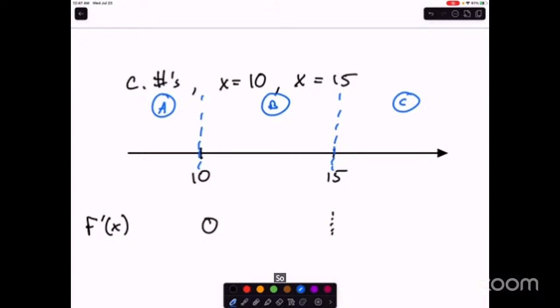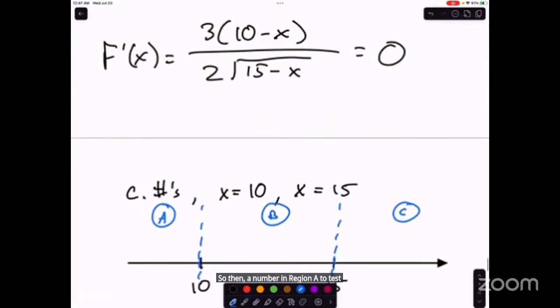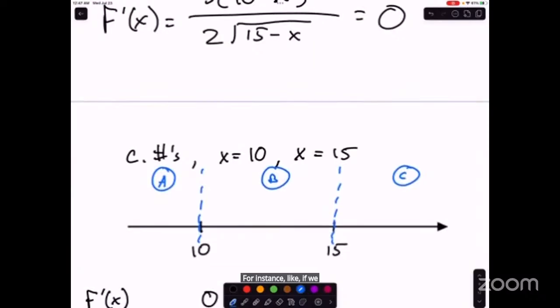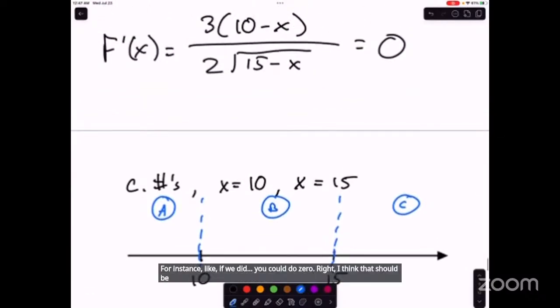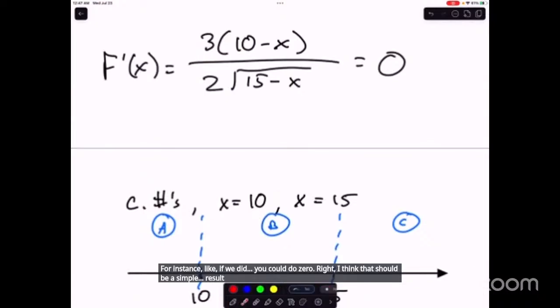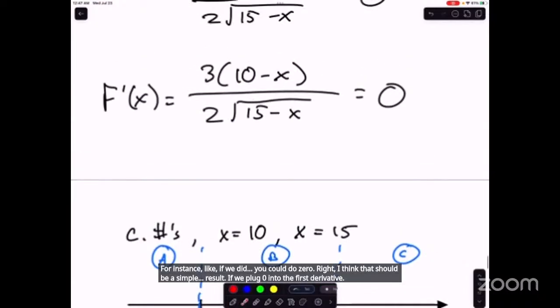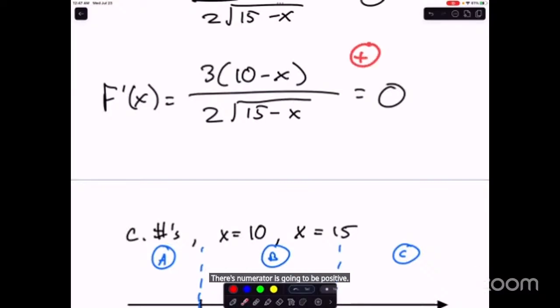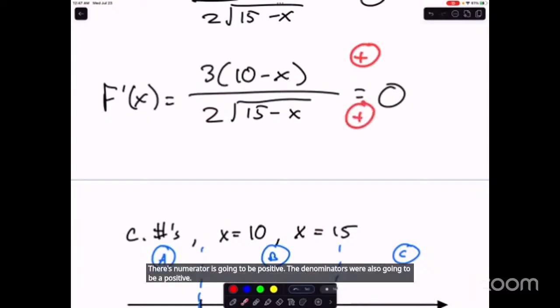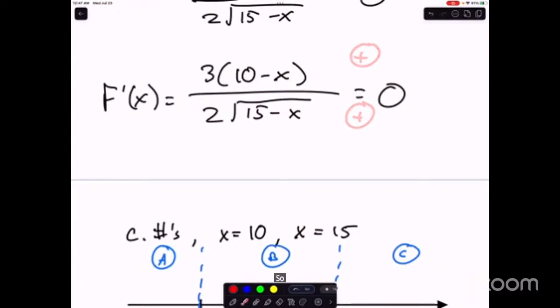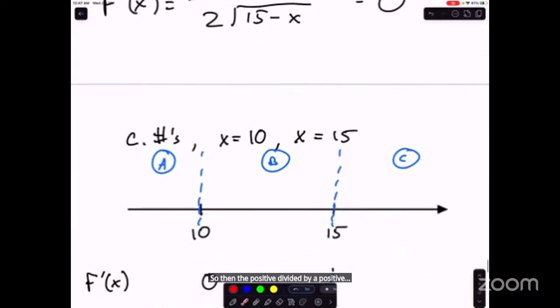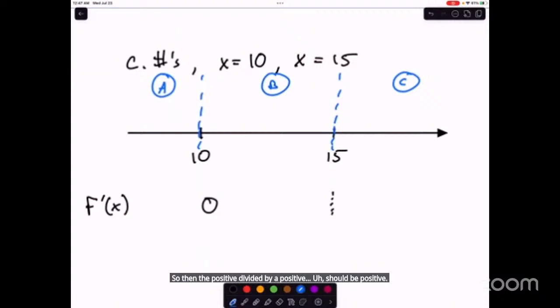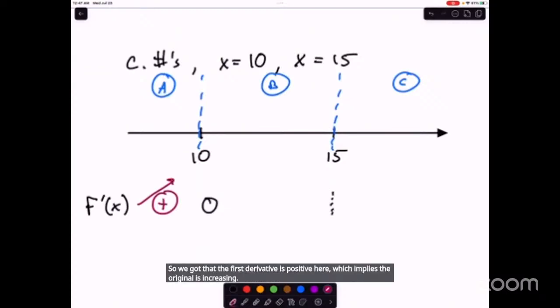So then a number in region A to test in the first derivative. For instance, you could do 0, right? I think that should be a simple result. If we plug 0 into the first derivative, this numerator is going to be positive. The denominator is also going to be positive. So a positive divided by a positive should be positive. So we got that the first derivative is positive here, which implies the original is increasing left of 10.